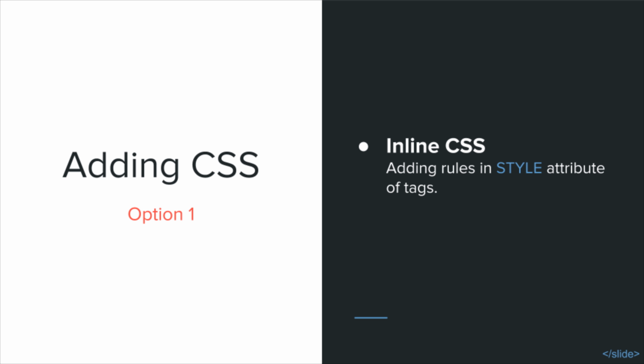There are three main options that you can use, and we are gonna see some examples of each one. First, we are starting with adding CSS rules into the style attributes of the HTML tags. Let's see some examples.